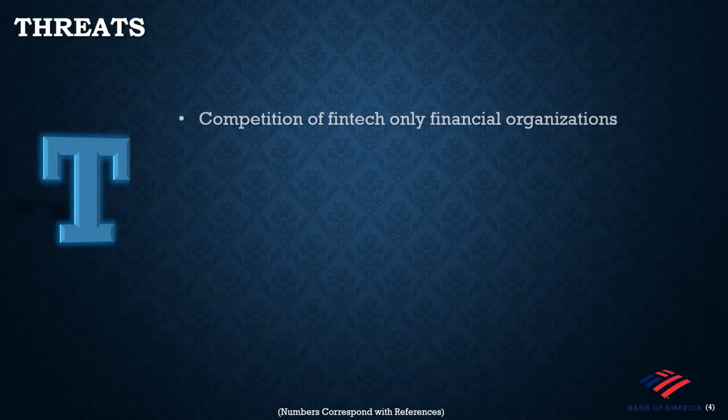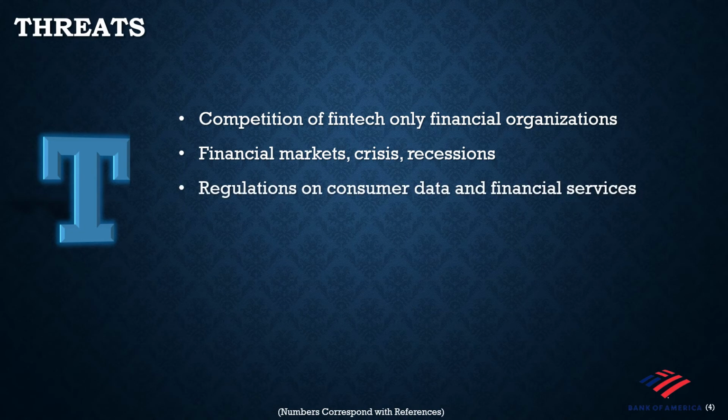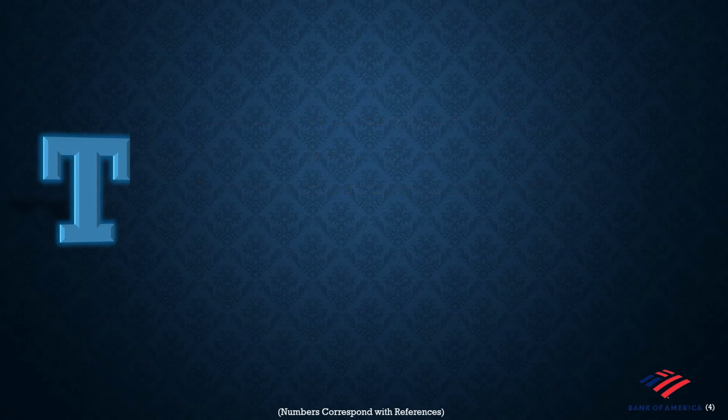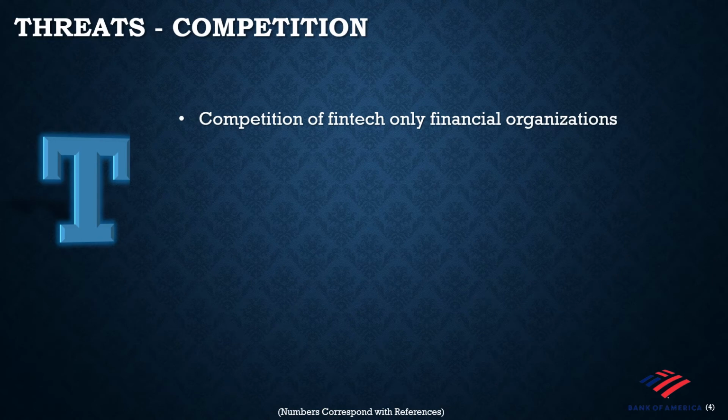Moving on to threats. So we're going to look at the threats of competition of fintech-only financial organizations. So these are companies that do not have a physical presence. Also looking at the impact of financial markets, crises, and recessions on the banking business. And then lastly, regulations on consumer data and financial services and how those affect Bank of America. First is competition. The competition of these fintech-only financial organizations.